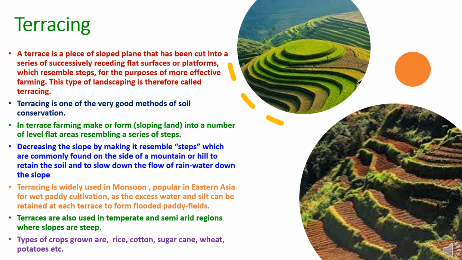Terracing is widely popular in monsoon regions and in Eastern Asia for wet paddy cultivation, where excess water and silt can be retained at each terrace to form flooded paddy fields. Terraces are also used in temperate and semi-arid regions where slopes are steep. The crops grown under terracing are rice, cotton, sugarcane, wheat and potatoes.